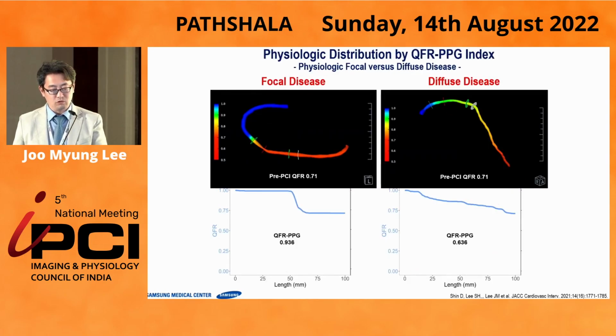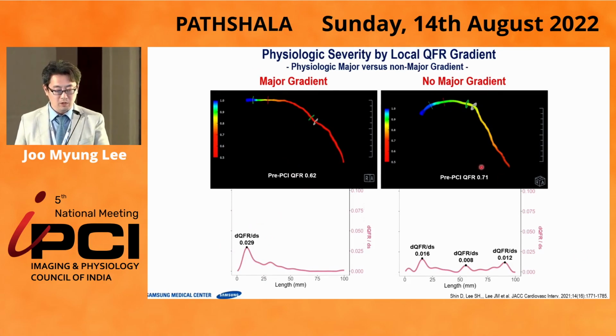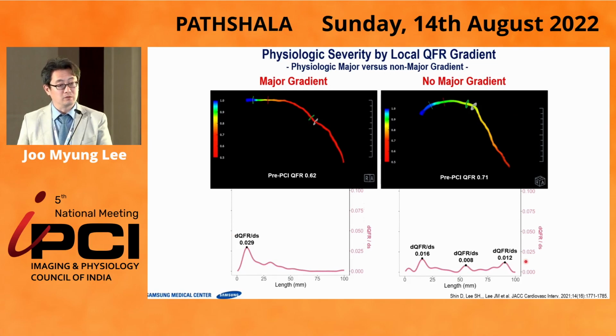So let me show you some case examples. These are for the physiologic distribution. When we analyze the QFR PPG index, the left one is focal disease, the right one, diffuse disease. Those two patients had the same QFR value. For the major gradient issue, the left one has a major gradient on the QFR gradient analysis, the right one has no major QFR gradients.